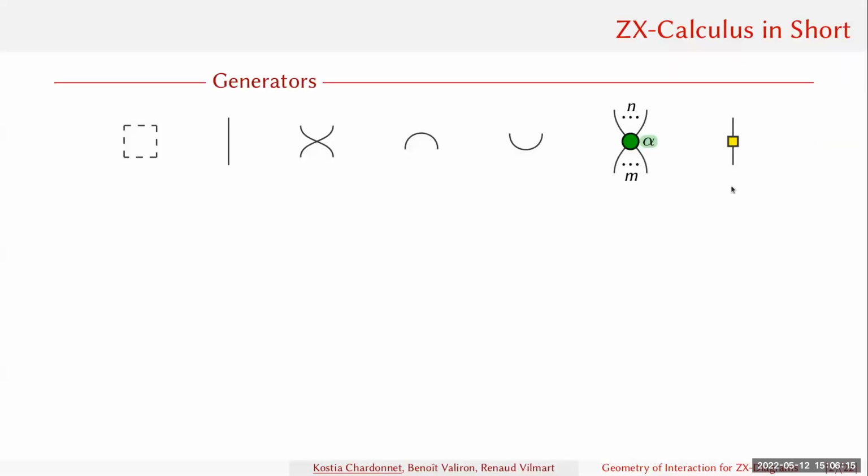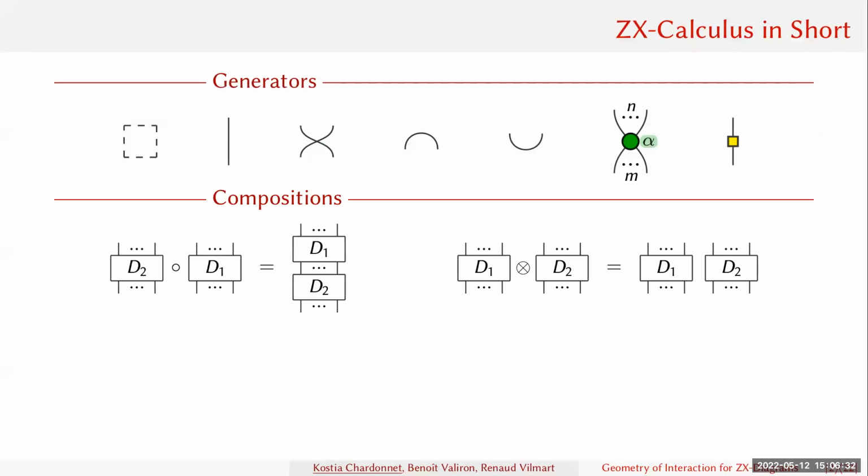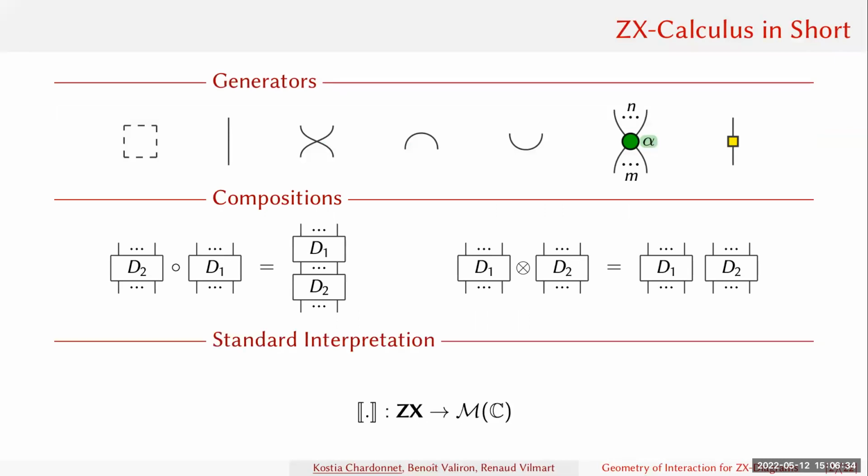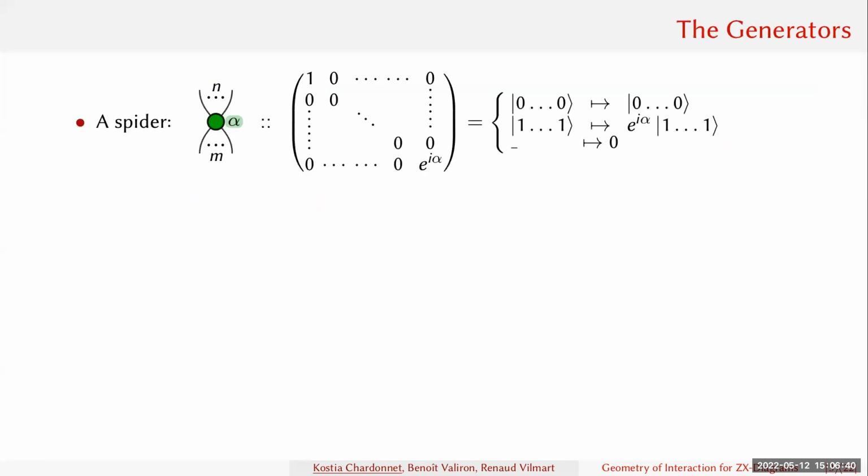So the generators we work with are these. We have identity, swap, cup, cap, only the green spider and the Hadamard. We don't care about the red spider, since you can just recover it by composing a green spider and Hadamards on all the inputs and outputs. So you have the usual composition and the standard interpretation that sends a ZX diagram to a matrix of complex numbers, so the semantics of all the generators.